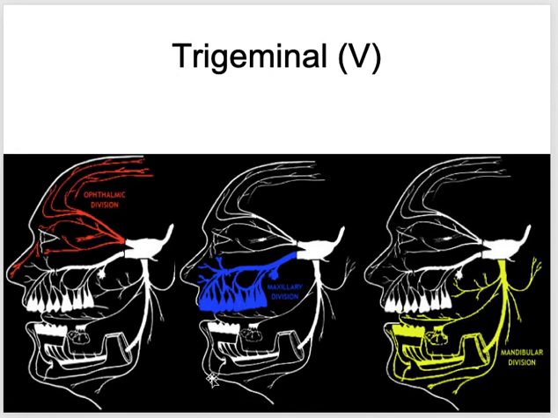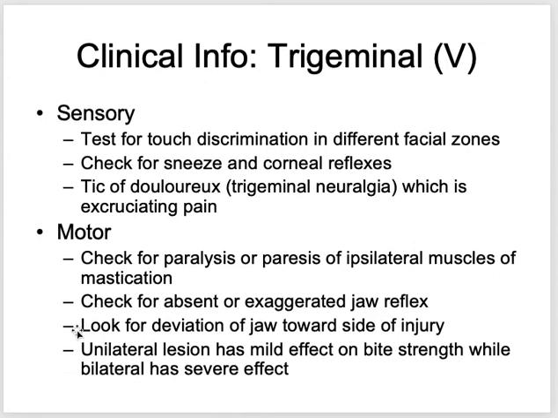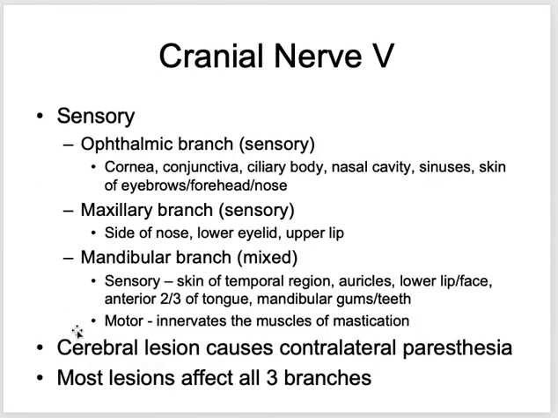And then we also check the muscles of mastication, because they are also supplied by the fifth cranial nerve. You can also do a jaw jerk, because that is also carried by the same nerve. So this thing is done.